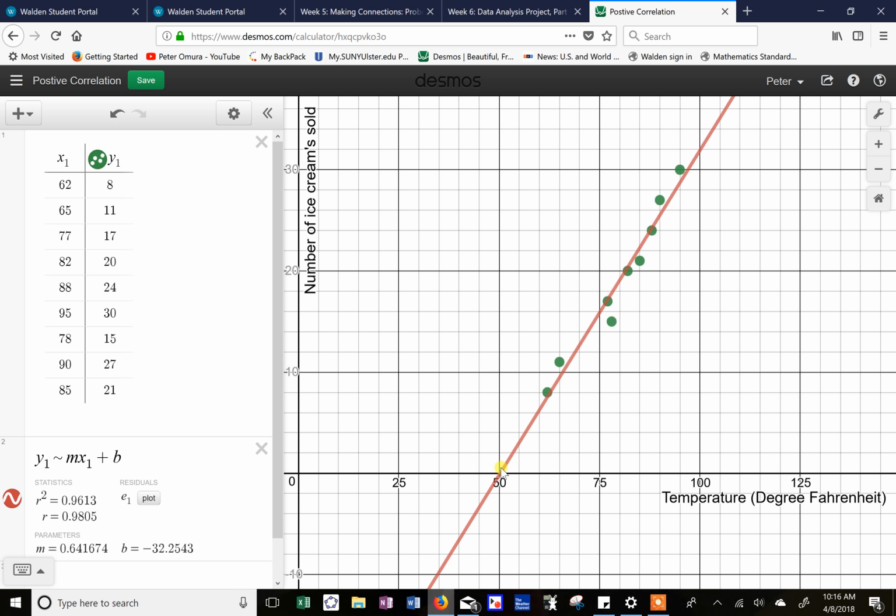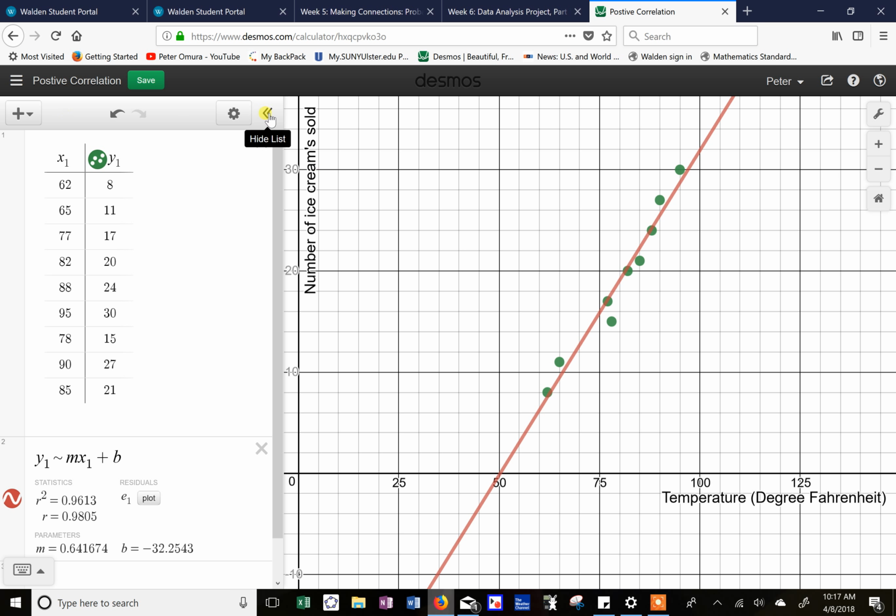When I do, take a look at that. 1, 2, 3. It's my line, and the line that's actually generated by the computer is very strong. And not that you need to know this in 8th grade, but when R equals 0.9805, that's a very, very strong correlation. If your R value is close to 1, it's very, very strong positive. That's a positive correlation. And like I said, that makes sense. As the temperature increases, the number of ice creams you should expect to sell should also increase.